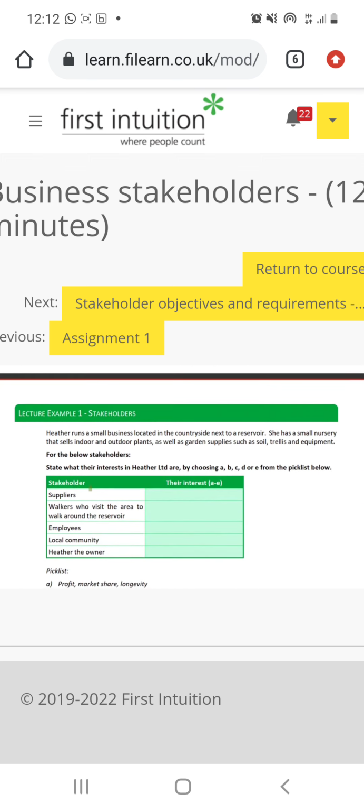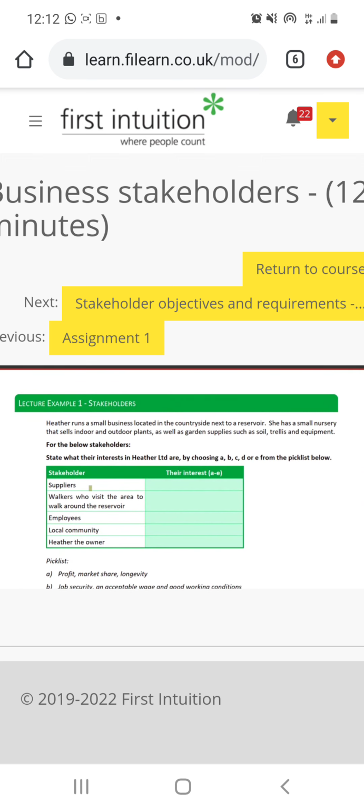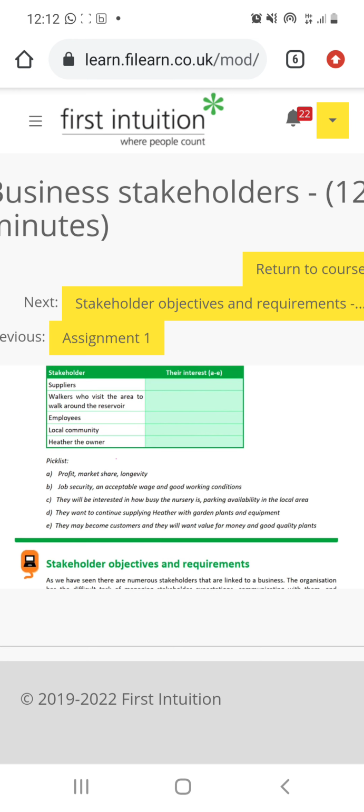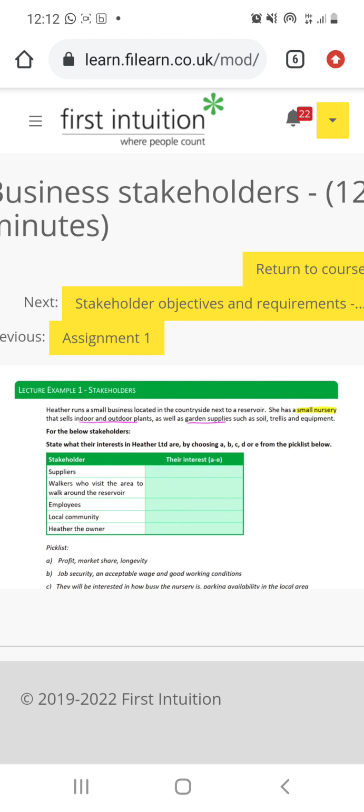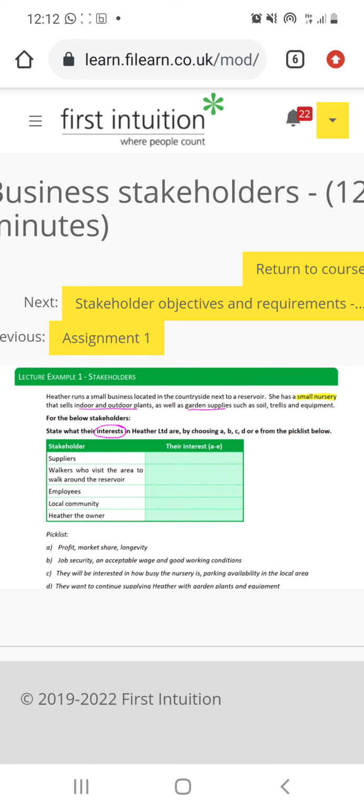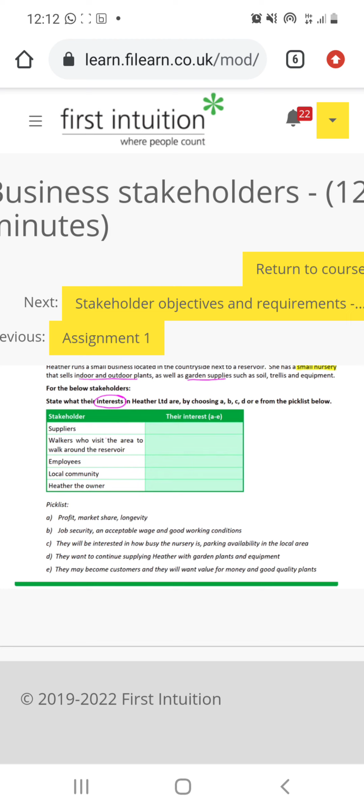Let's apply what we have seen here to lecture example 1 on stakeholders. Heather runs a small business located in the countryside next to a reservoir. She has a small nursery that sells indoor and outdoor plants, as well as garden supplies such as soil, trellis, and equipment. For the below stakeholders, state what their interest is in the organisation Heather Limited. What we need to do is choose A, B, C, D, or E from the pick list below.